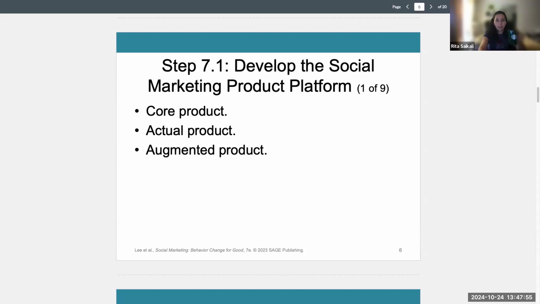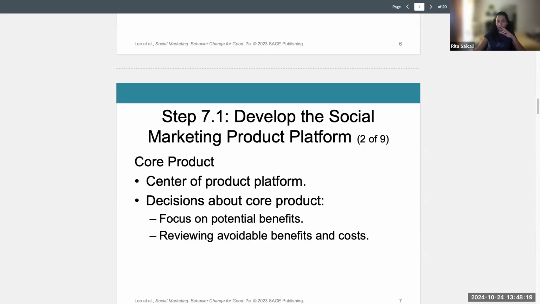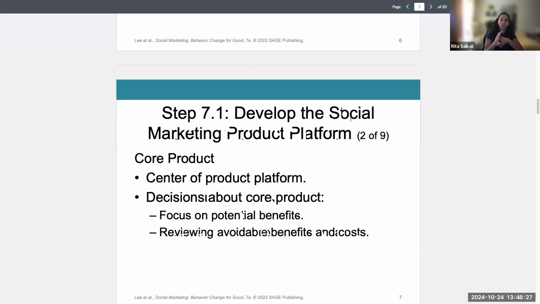So we talked a little bit last time about core product, actual product, and augmented product, but let's talk a little bit more on that. Start with the core product. All right. So the core product is the foundation of any social marketing strategy. And really, it serves as the central benefit or value that the target audience will receive.